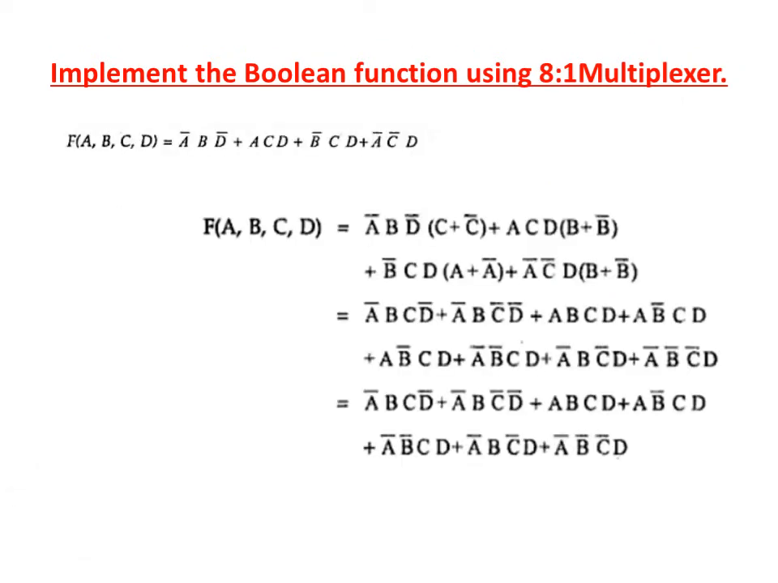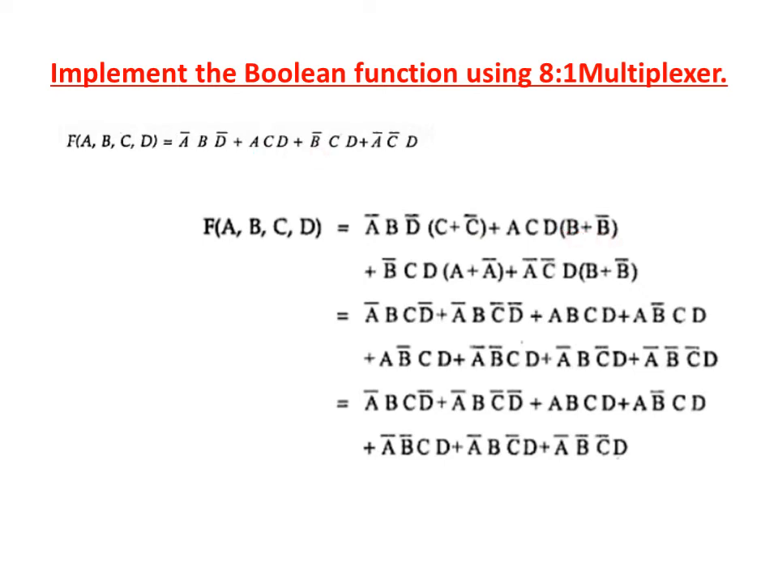Implement the following Boolean function using 8:1 multiplexer. The given input is given as a logical expression. It's in SOP form. First we are going to convert it into standard SOP form. So in the first term C is missing, so we are multiplying with C plus C bar. In the second term B is missing, so we are multiplying with B plus B bar.